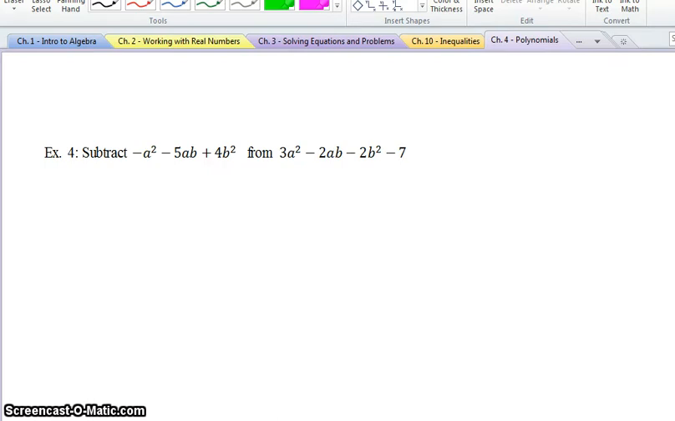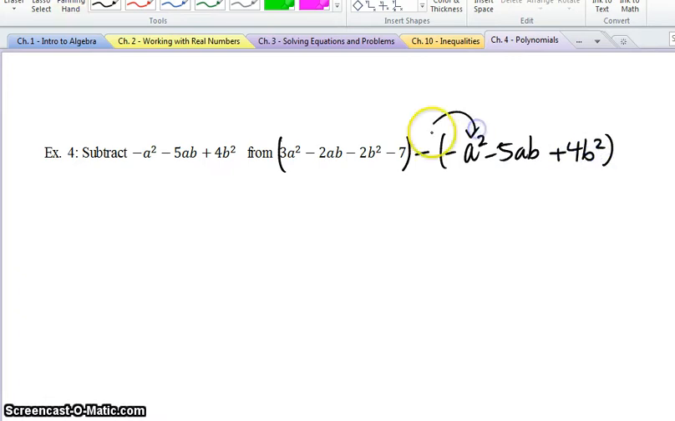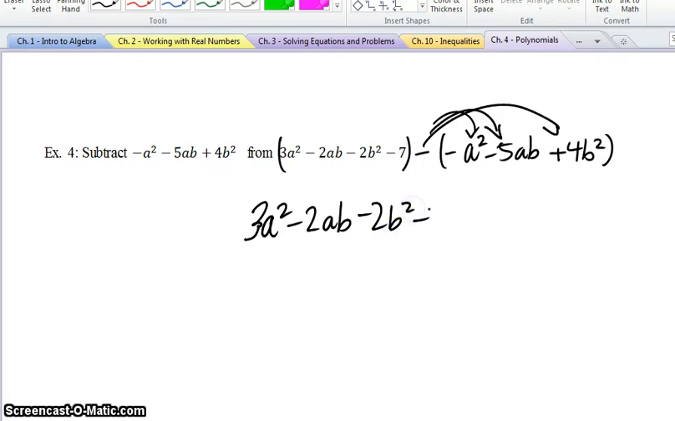Last problem, this is subtraction. We need to subtract this from this. So we're basically starting with this, and we are subtracting negative a squared minus 5ab plus 4b squared. Now, when you have subtraction, you're going to have to distribute this negative to each term. Okay, so I'm going to go ahead and rewrite everything without the parentheses, because I'm going to distribute: 3a squared minus 2ab minus 2b squared minus 7. Now it's a positive a squared, positive 5ab, and a negative 4b squared.